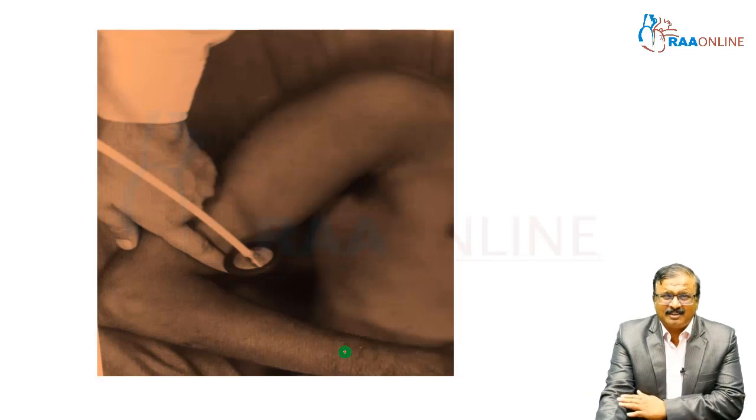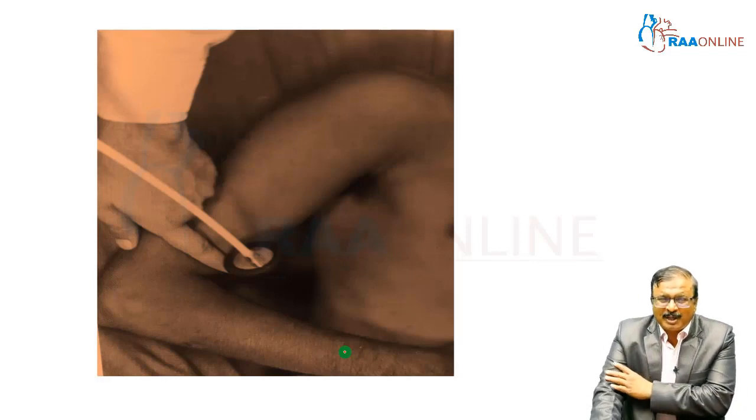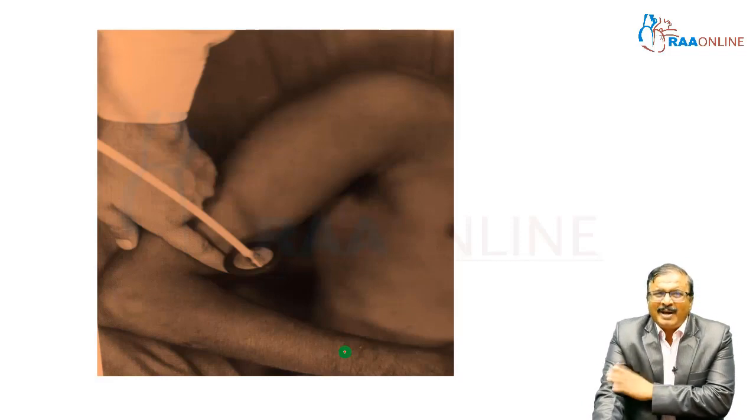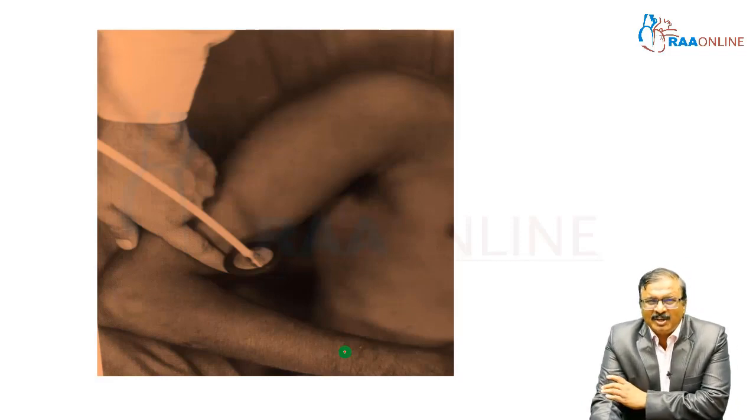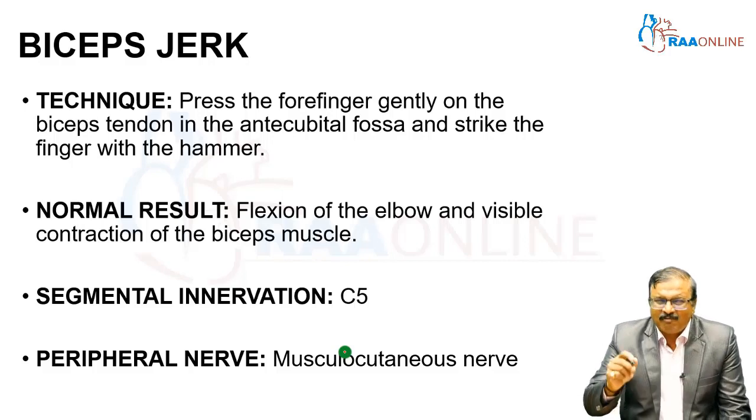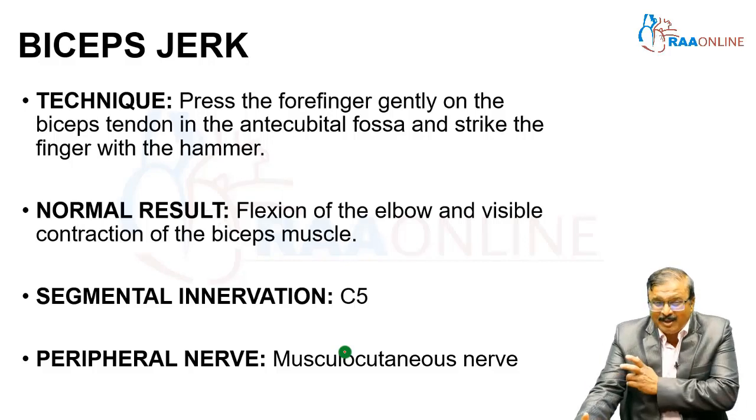It is not just the flexion. You have to look for flexion, agreed, but you have to look primarily for the contraction of the biceps muscle. Contraction has to be looked for. So, the normal result is flexion of the elbow and visible contraction of the biceps muscle.